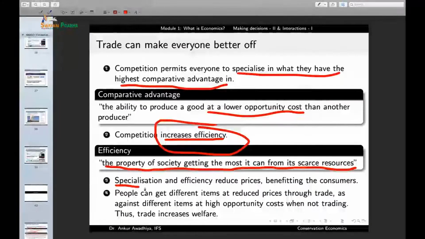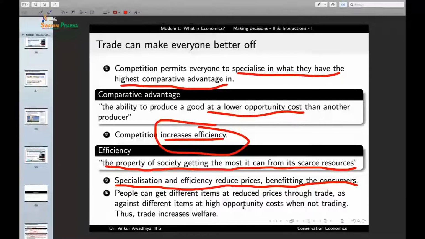At the same time, specialization and efficiency reduce prices, benefiting the consumers. So, because there is specialization, you are only focusing on one thing, I am only focusing on one thing. The efficiency has gone up. So, this ultimately benefits the consumers as well because they will be able to get all the resources at the lowest prices. In this example, both of us are both the producers as well as the consumers, but we can extend this example to the actual society as well.